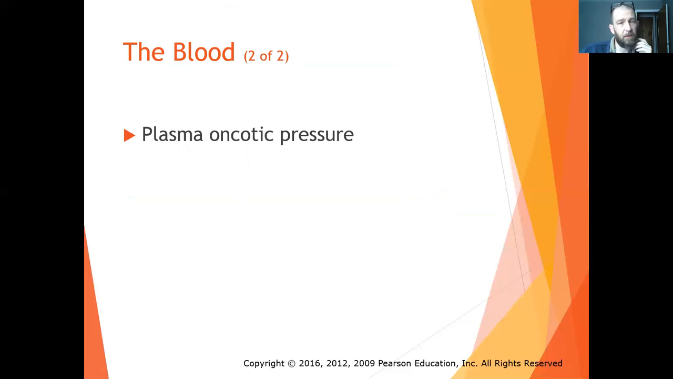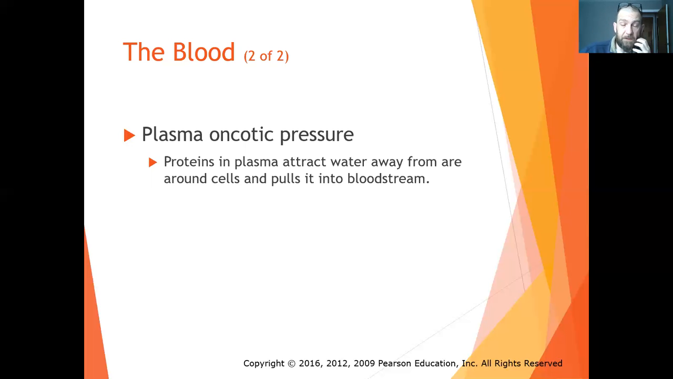The first thing we have is what's called plasma oncotic pressure. We have large proteins floating through the blood. And as they're going down the bloodstream, they attract water that's outside the bloodstream. It's around the cells, basically next to the bloodstream. As they pass down through the bloodstream, it draws water from around the cells into the bloodstream. Okay. It helps keep the bloodstream hydrated. It helps with our water and fluid balance there.